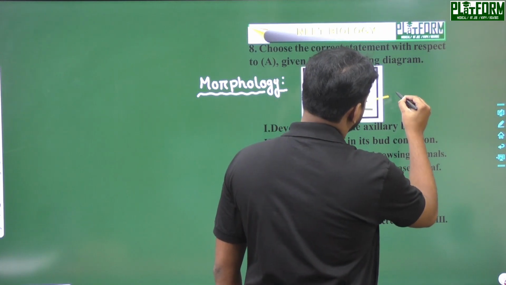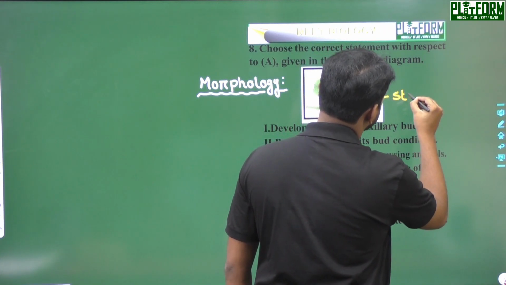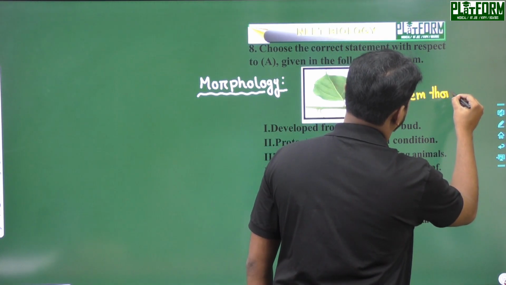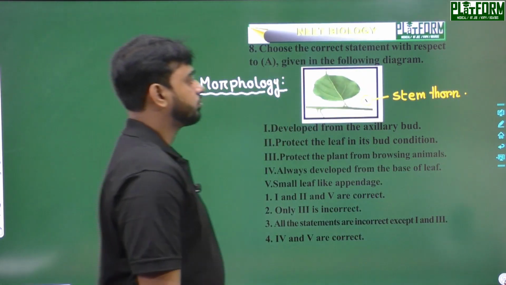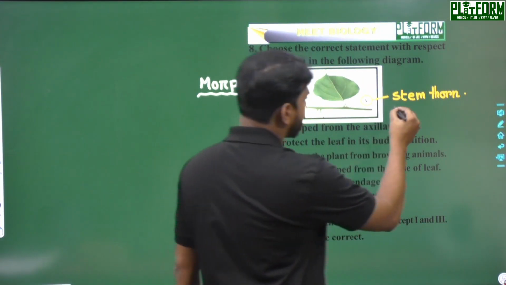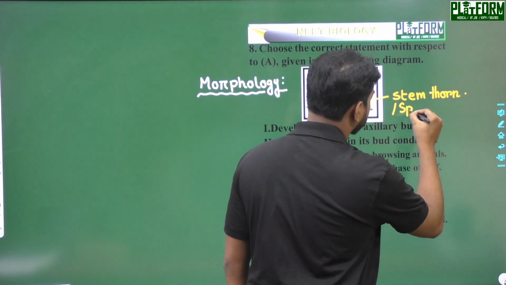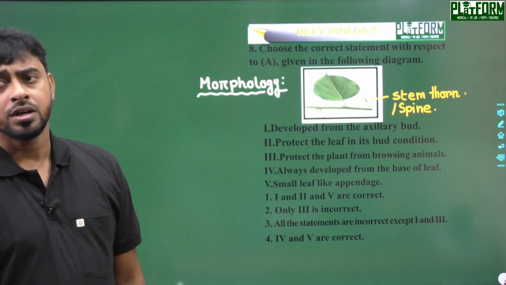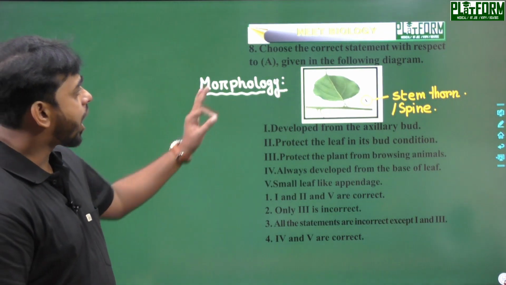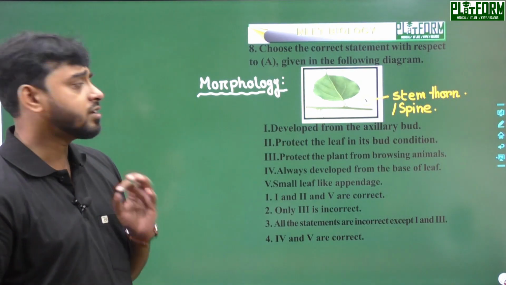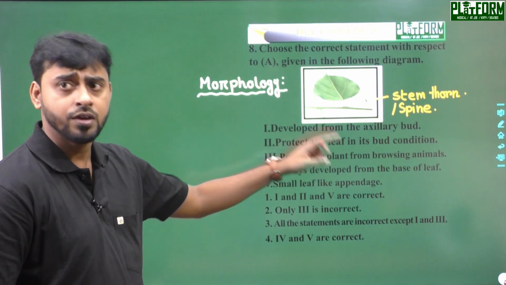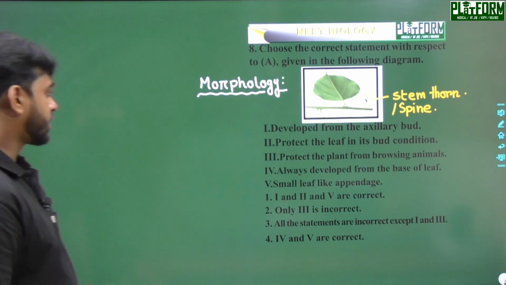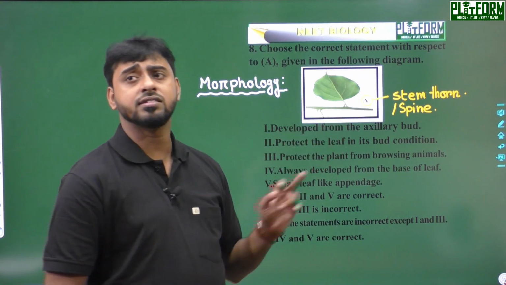A is a stem thorn. Or you can say it is a spine which is developed from the stem. Now you have to identify that how many of the following statement is appropriate for the spine which is developed from the stem. The first statement is developed from the axillary bud.